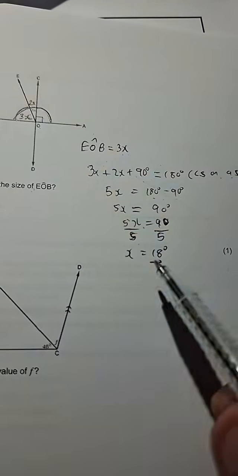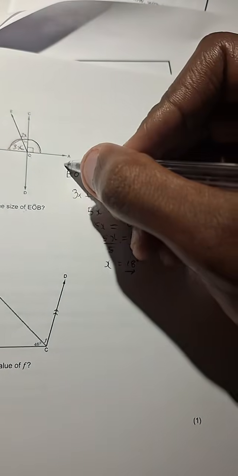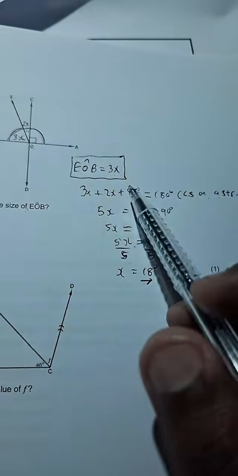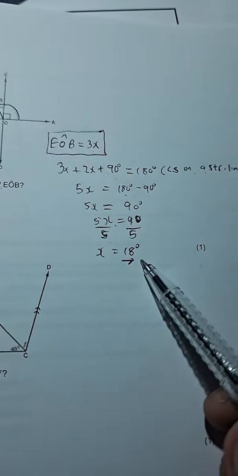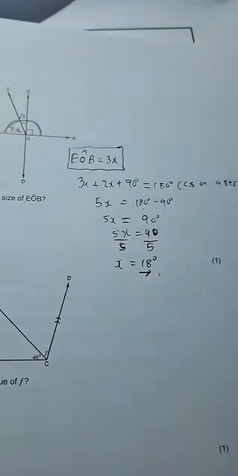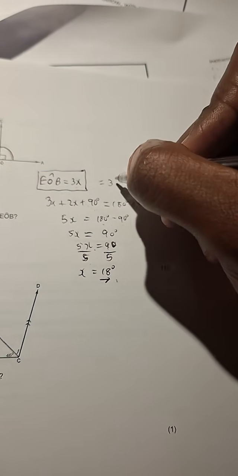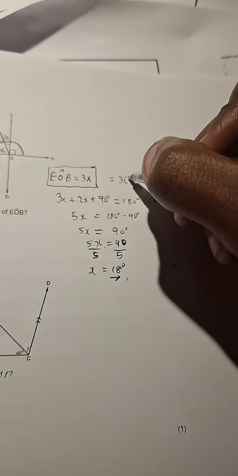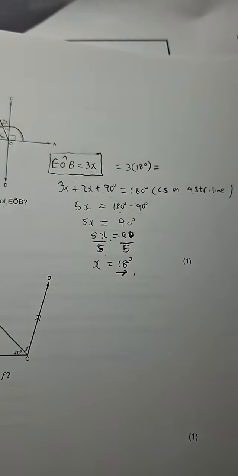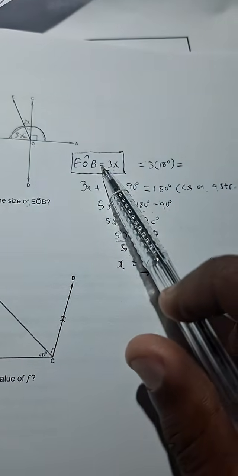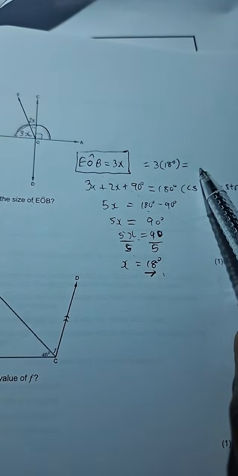Now, remember, x is 18, so that means we are ready to substitute 18 in the place of x there. So let's go and substitute. Angle EOB is actually equal to 3 times, in the place of x we write 18 degrees. What's 3 times 18, guys? Because angle EOB now, I will be able to tell you what it is.